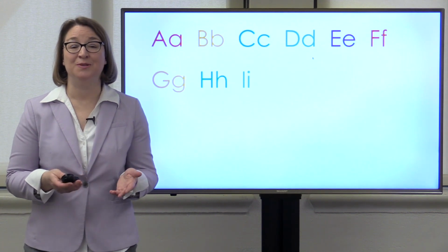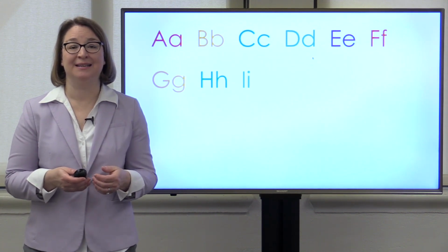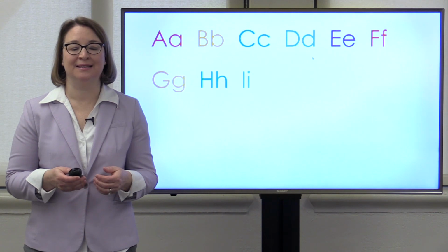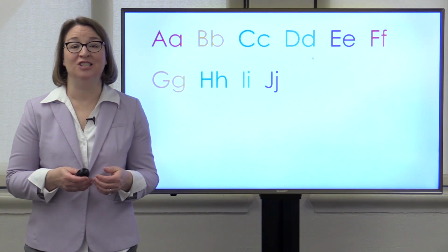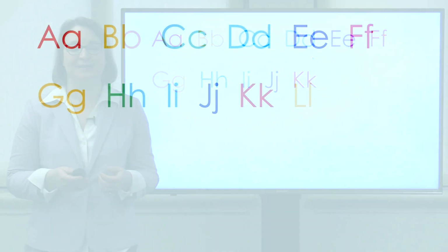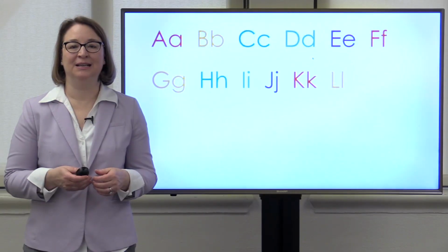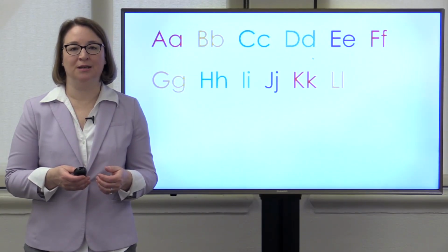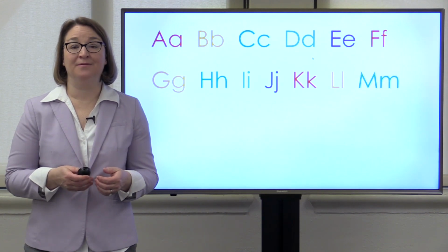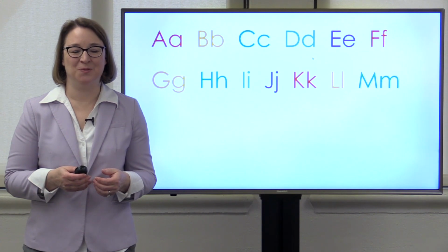For I, we teach two sounds, the short I and the long I. For J, it's just one sound that we typically teach young children, J. For K, it's K. For L, we teach L, L. And make sure that you're not going ul, but L. For M, we teach M, M. And this is such a fun one to teach with young kids.